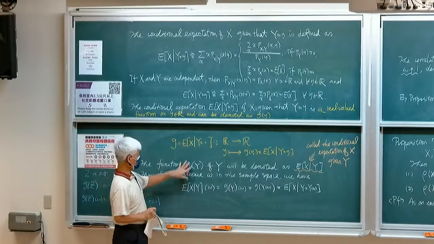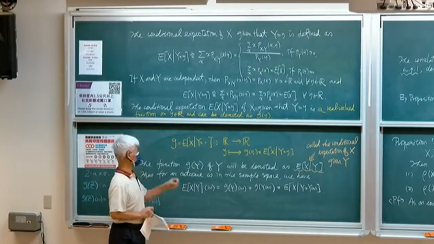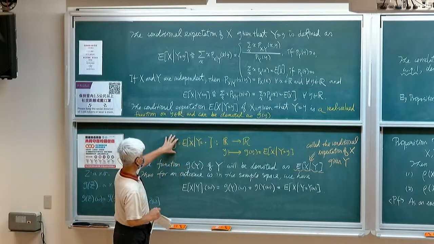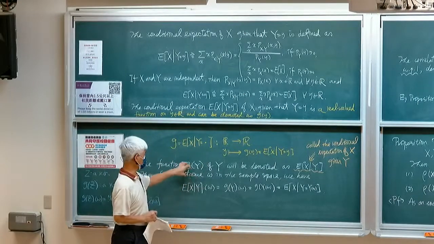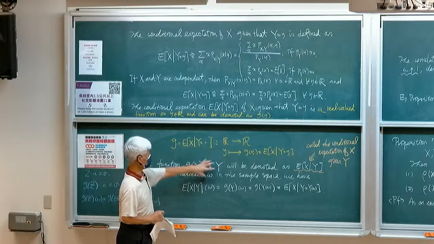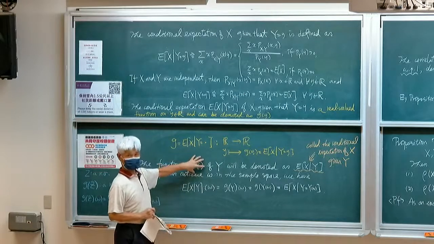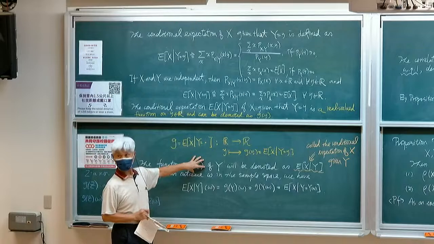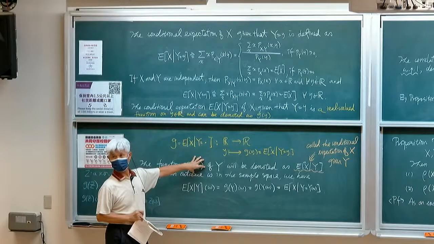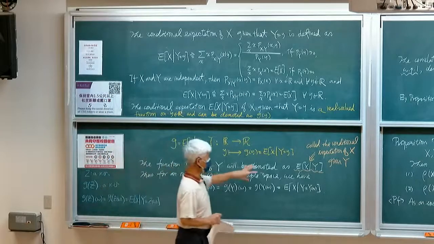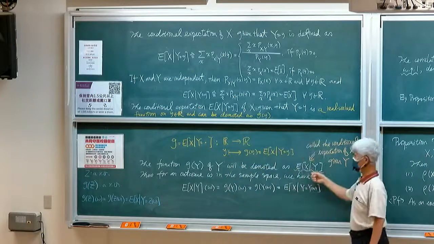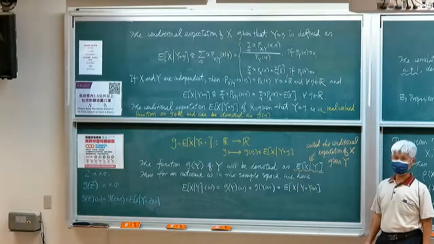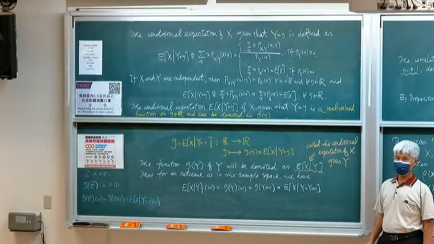So g of Y is very special, because when we construct g, we are using X and Y. So Y is involved, and then we use g to do the composition with Y again. Then this random variable should play some important role. And we give g of Y a special name here.